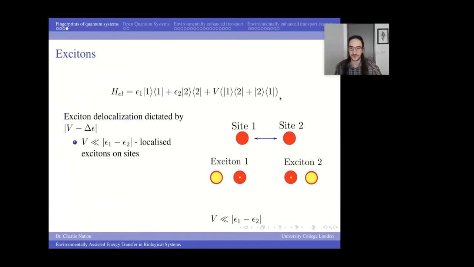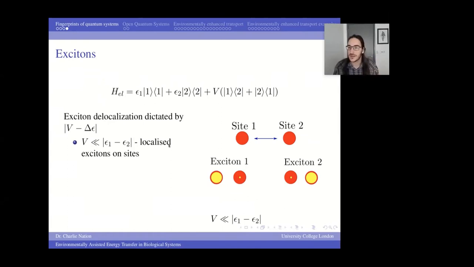So for such a two-site quantum system, the primitive excitations of this system are called excitons, and these are the eigenstates of this Hamiltonian. They are special states in the sense that in the absence of an environment, the excitonic states, or the eigenstates of the Hamiltonian, are constant in time because they diagonalize this Hamiltonian.